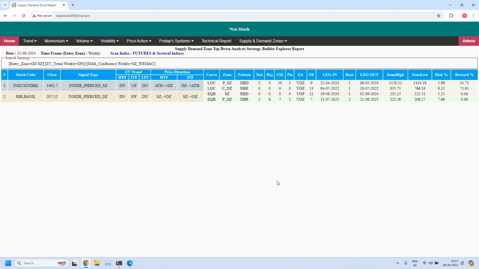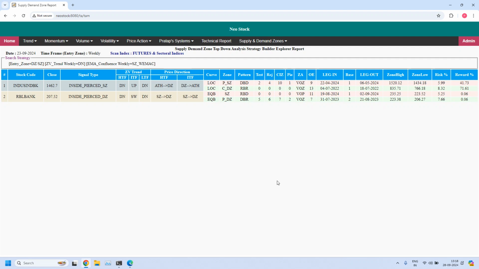Because the list is down, there is no need to add a swing high-low trend. Because earlier why we added swing high-low? Because the list was very big. But here only 2 stocks. So we give priority to only zone violation trend first. Now you can easily analyze these 2 stocks.